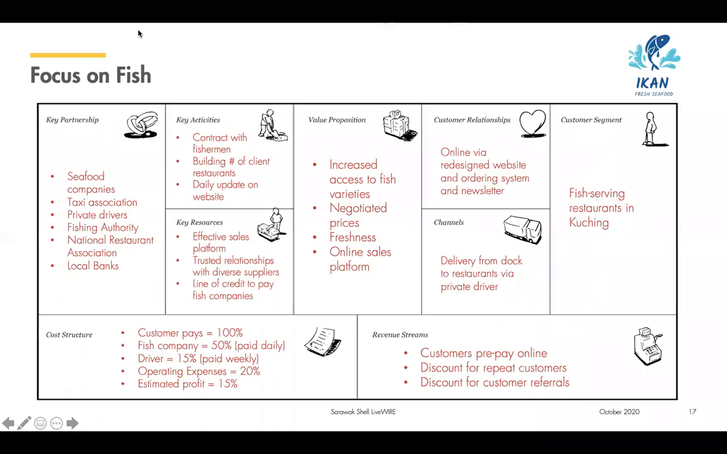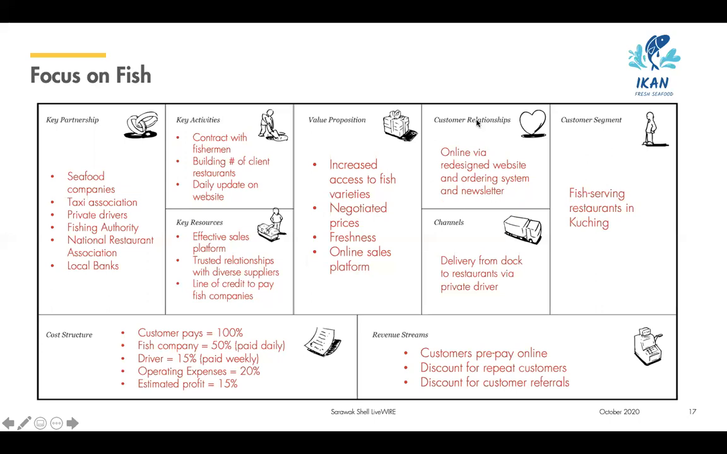So this is the original business model canvas for Ikan Fresh Seafood. So for Ikan Fresh Seafood, the focus is on fish currently. So they focus on fish serving restaurants in Kuching. The value proposition is increased access to fish variety, negotiated prices, meaning that the Ikan company actually negotiated with the suppliers a good price already, better than the ones that you get on the market, on a hypermarket or retail outlets. It's fresh because it's from the docks, and it utilizes an online sales platform.